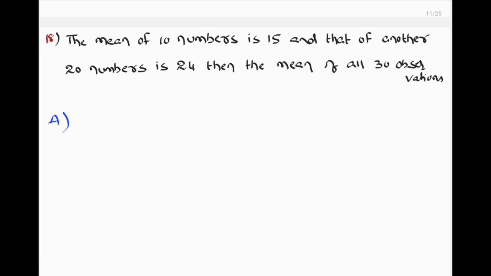In the problem, the mean of 10 observations is 15. So what is the sum of 10 observations? It is equal to the number of observations into their mean, so 150. And that of another 20 observations, the mean is 24. So the sum of 20 observations is 20 into 24, that is 480.